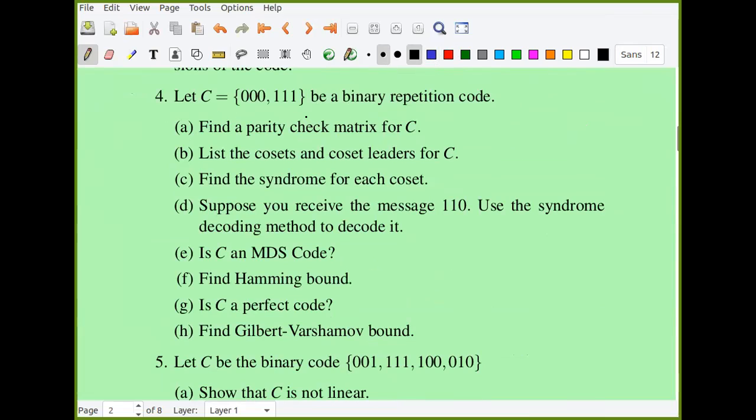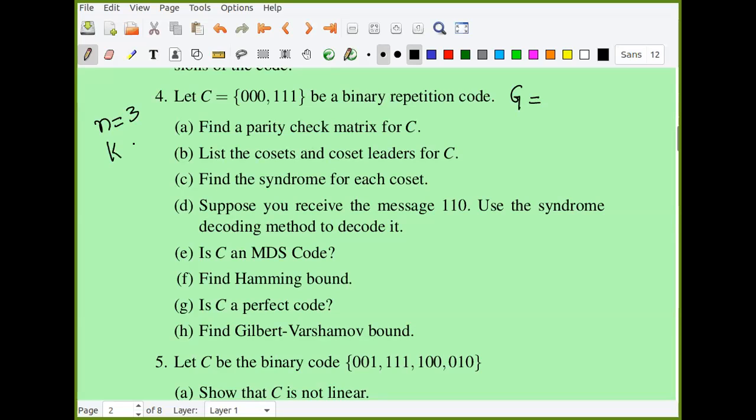Every one of you. So it is a binary repetition code. Find the parity check matrix for C. Can somebody tell me what the parity check matrix for C is? What is the generating matrix? Now we'll go a little fast. What is the generating matrix for this code? Tell me, what is n equal to here? 3. N equal to 3, right?